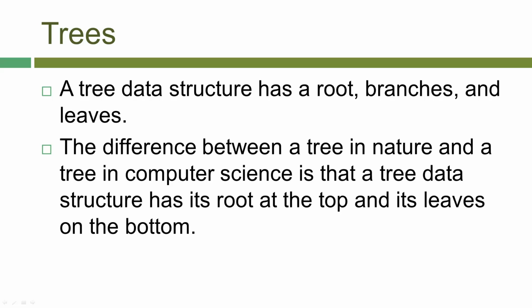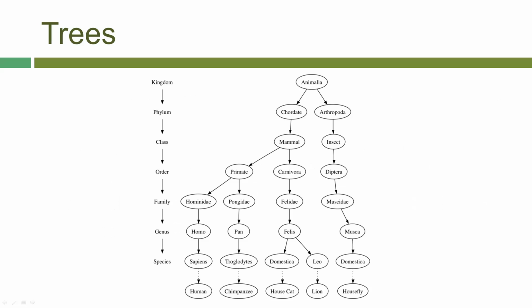So let's just talk about trees in general. The tree data structure has a root, branches, and leaves. So just like a tree in nature, you have a similar structure. The difference between a tree in nature and a tree in computer science, though, is that a tree data structure has its root at the top and its leaves at the bottom, so it branches downwards.